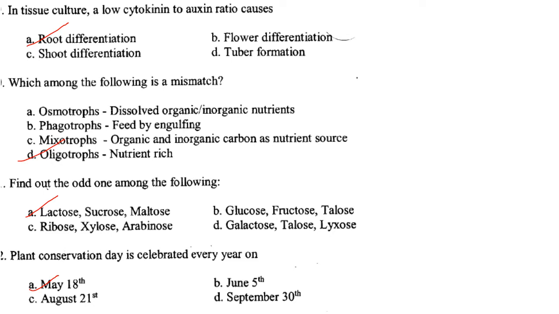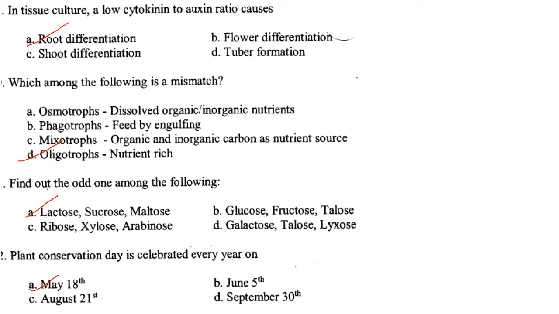Find out the odd one among the following. So lactose, sucrose, maltose. Okay, now glucose, fructose, talose, ribose, xylose, arabinose, galactose, talose, lyxose. Then ribose is monosaccharide, xylose is also monosaccharide, arabinose is also monosaccharide. All are aldopentose type. Then glucose is monosaccharide, fructose is monosaccharide, talose is also monosaccharide. Galactose is monosaccharide, talose is monosaccharide, and lyxose is also monosaccharide. So the odd ones are lactose, sucrose and maltose. They are all disaccharides. All the other options are monosaccharides. So answer is option A.